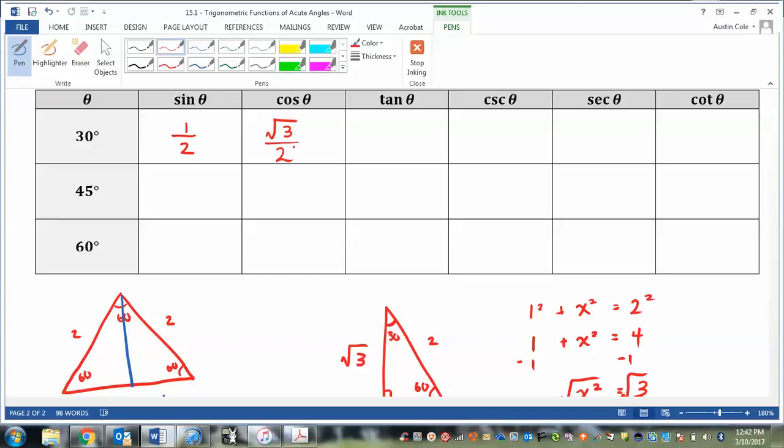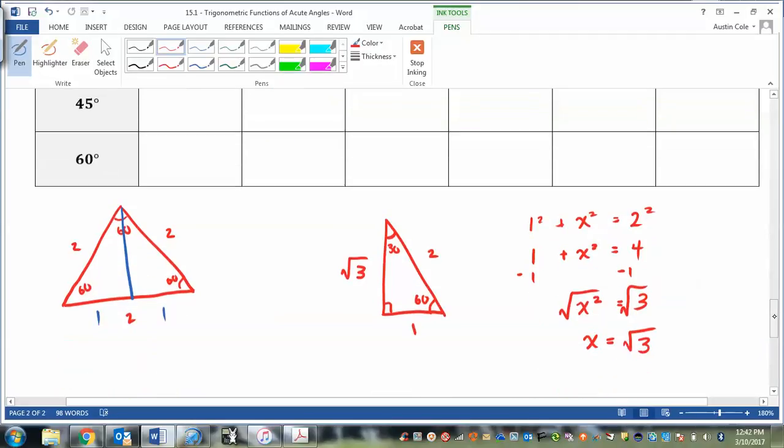0.8663254. Some ugly number, right? We want exact values. I don't want some ugly number. It just so happens that sine 30 works out nice and neat. All right? Now, tangent. Tangent of 30 degrees.